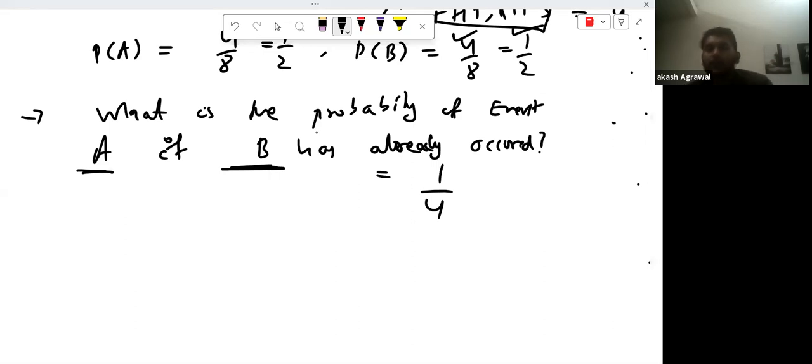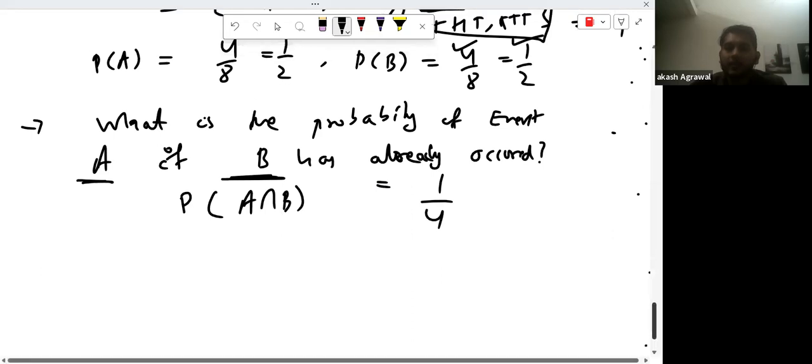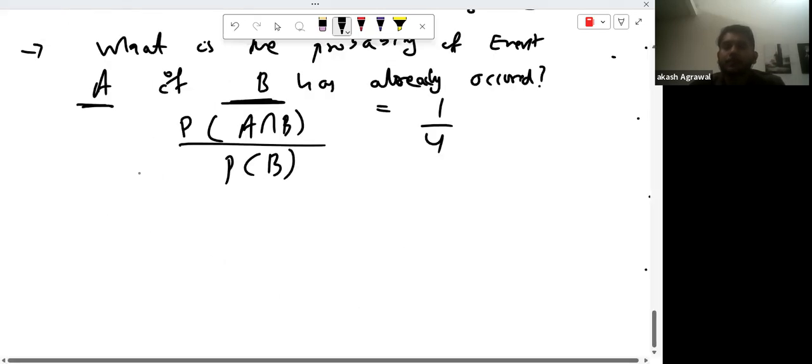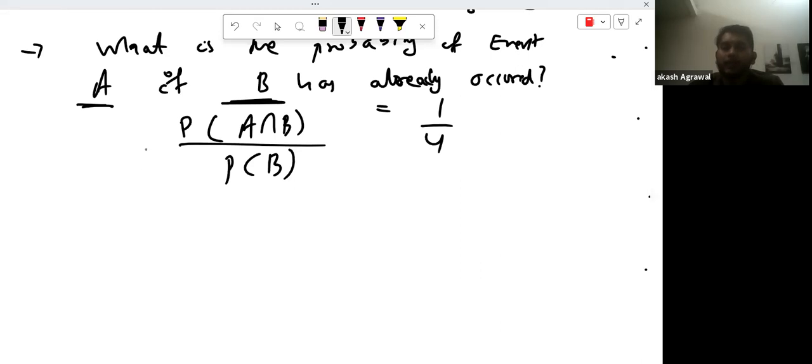Now if we look at this mathematically, what we found is the probability of A intersection B, right? We saw how many elements are common, and we saw only one element is common, yes or no? Yes, sir. And below, we divided by the probability of B. And this is called conditional probability.